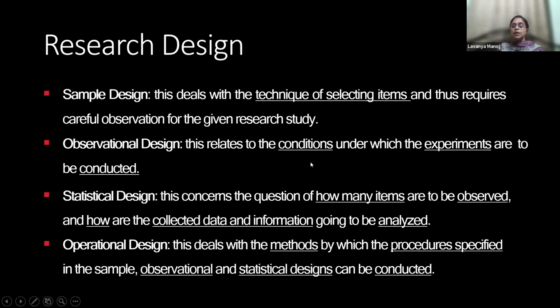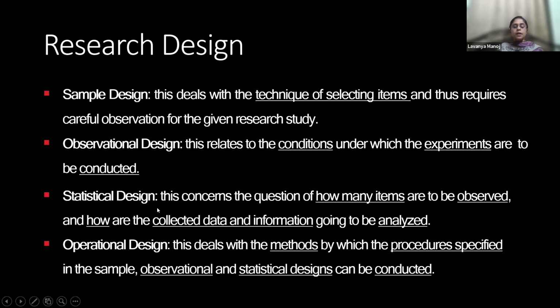Observational design is the conditions under which the experiments are to be conducted. So in what conditions do the experiments have to be conducted? Conditions in the sense, is there a particular season that the research has to be conducted, or before the season starts, or once the season ends, or before an event, or after the event, or at the time of the event. So under which condition the experiments have to be conducted, those things comprise observational design.